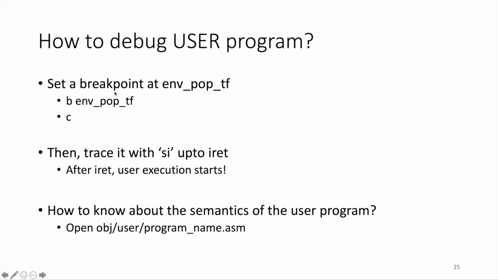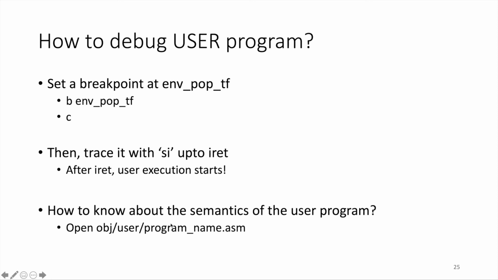The reason why I recommend setting the breakpoint there is that we need to use the iret instruction to switch from kernel to user execution, and JOS uses that iret instruction in the function env_pop_tf. So you can set the breakpoint at that function and continue. If you follow a few instructions with si, then you will meet the instruction iret, and the instruction right after executing iret is the starting point of the user program.